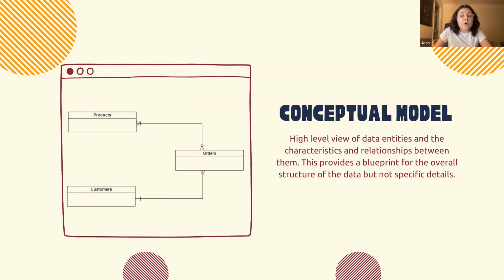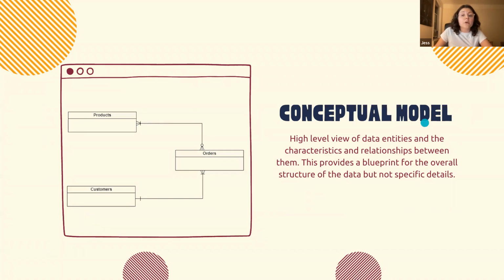These lines refer to our one-to-one relationships, many-to-many relationships, or one-to-many relationships. For example, a customer can make one or more orders, and you see that in this line here, and then each order can contain one or more products.